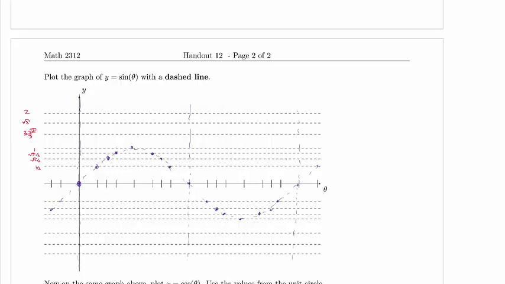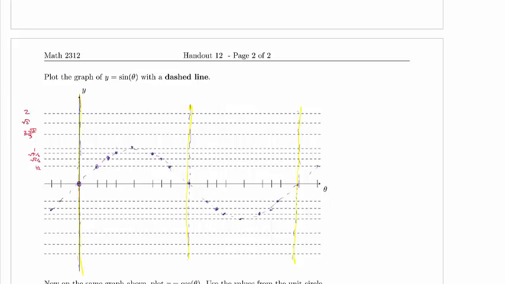And so note these discontinuities that occur here, here, and here all take place where the sine function crosses the x-axis. Very interesting.